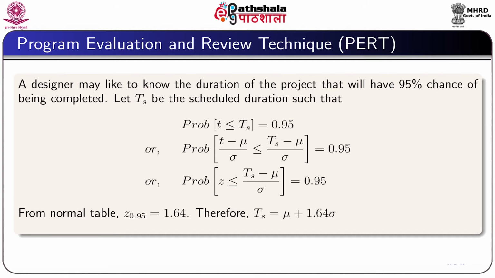From the standard normal table, we can find Z 0.95 as 1.64, then clearly we can find Ts equal to mu plus 1.64 into sigma.